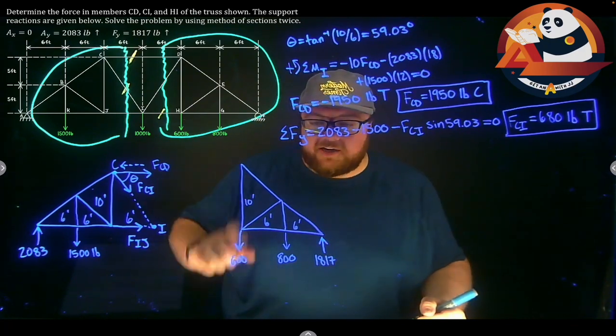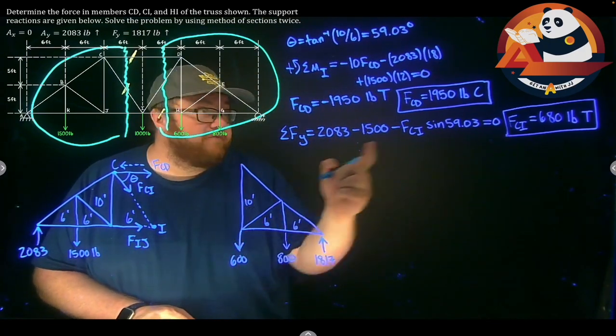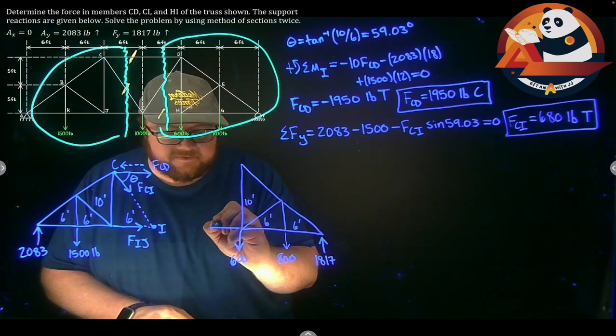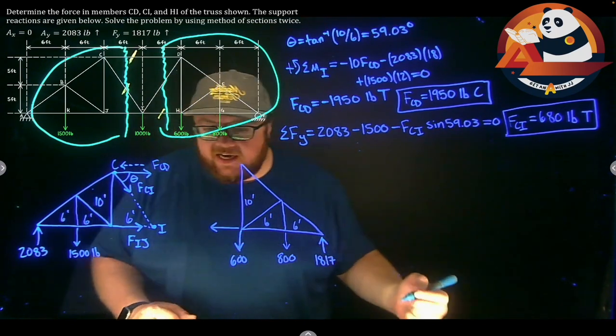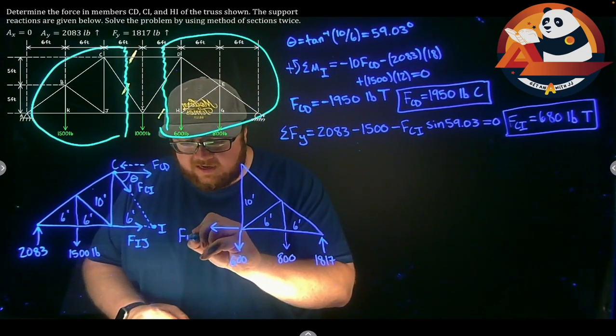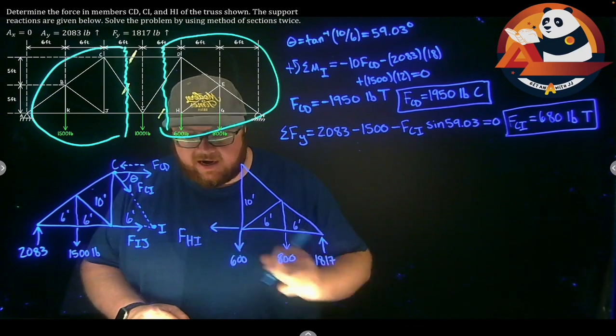I cut member HI. I did find this one. F, I didn't find this one. This is the last one that I need to find. So I'll assume tension and put in FHI, the force in member HI.